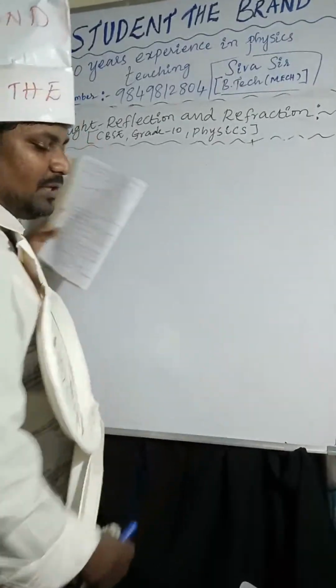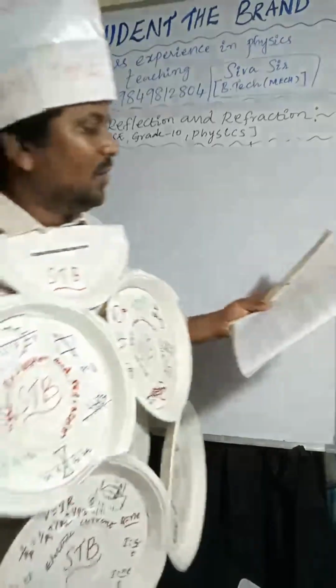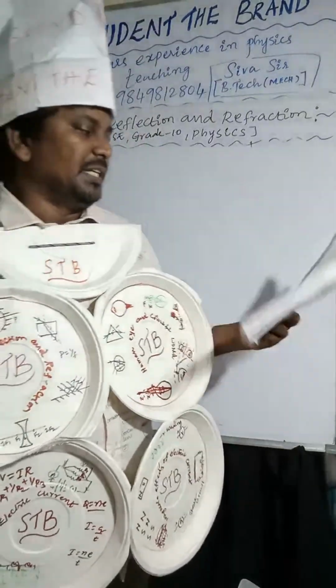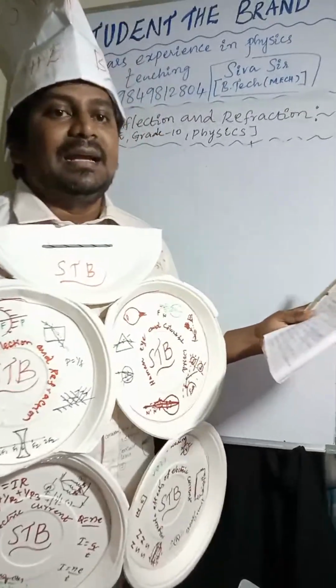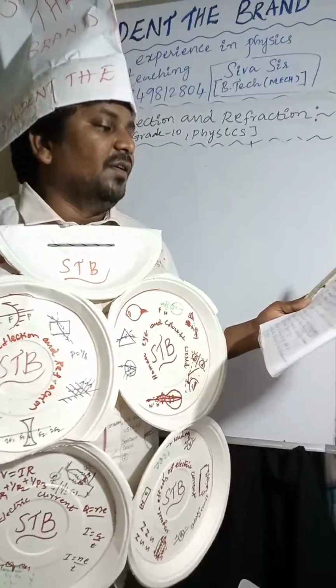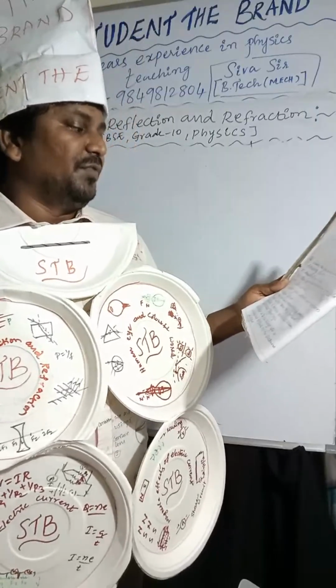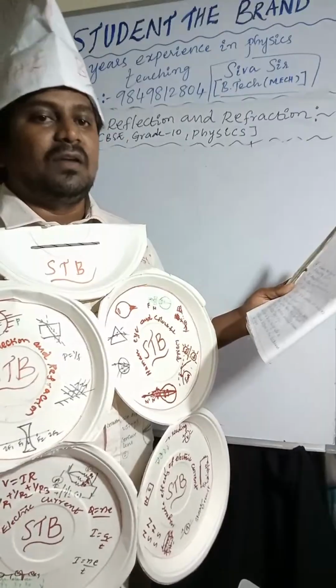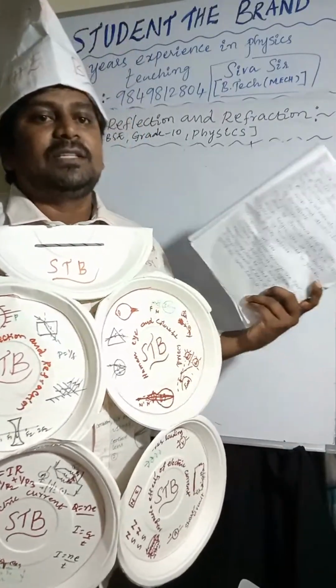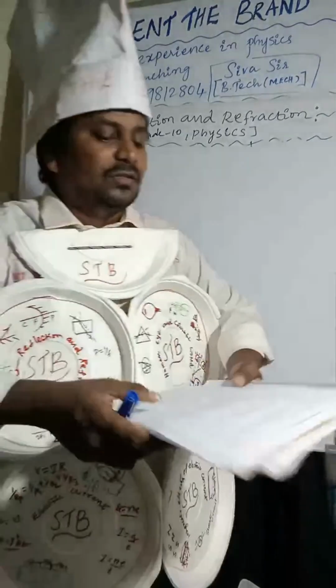So here you can observe. Name the type of mirror used in the following situation. Headlights of a car: what type of mirror will be used? Concave mirror. Side view or rear view mirror of vehicles: the side view mirror is a convex mirror. Solar furnace: concave mirror.